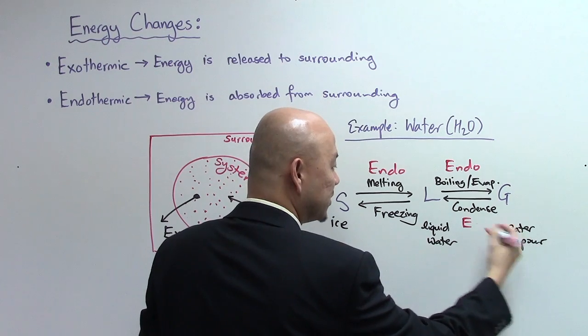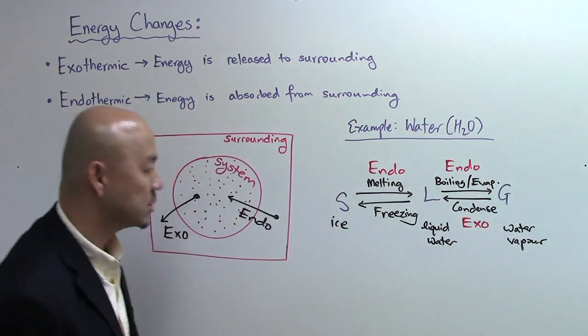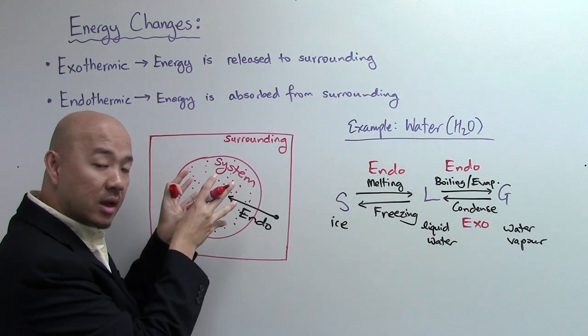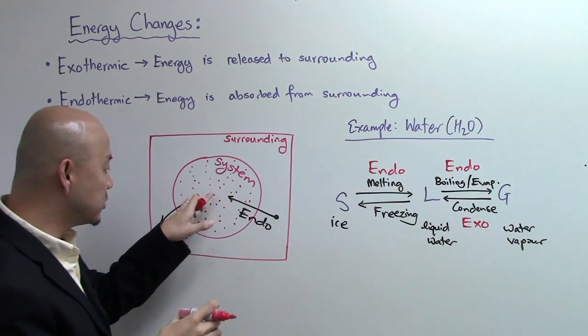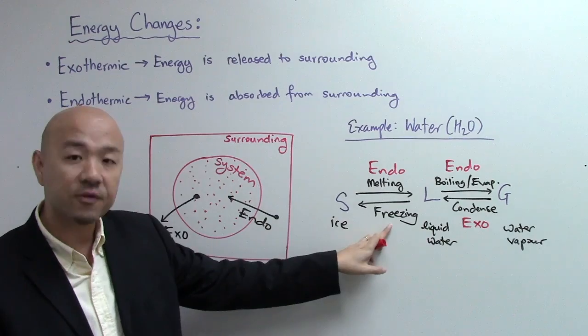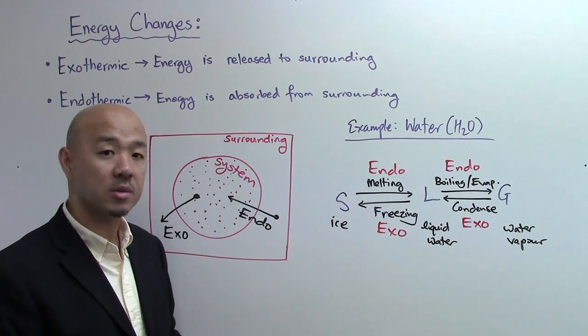When your water vapor condenses back to liquid water, the water molecules come closer together. By doing so, they release heat energy to the surrounding, and this is called exothermic. Same for freezing. This will also be exothermic.